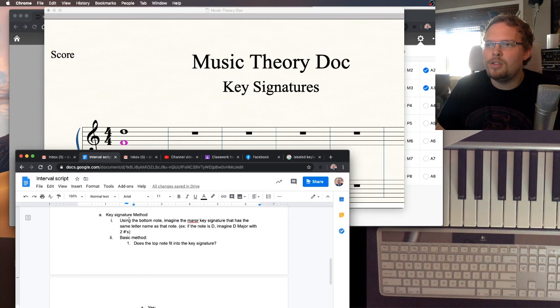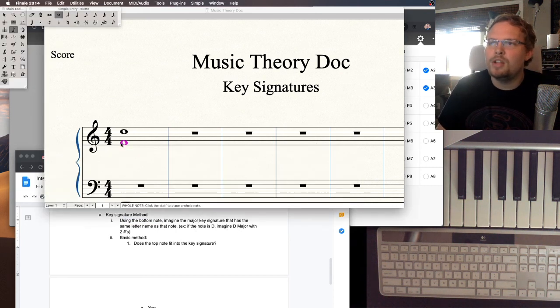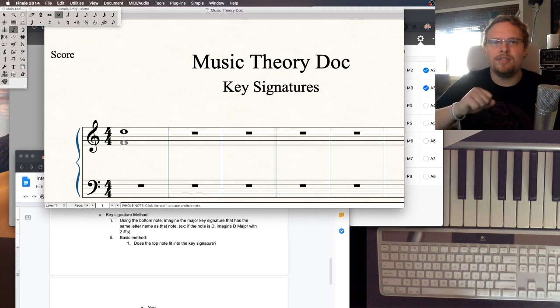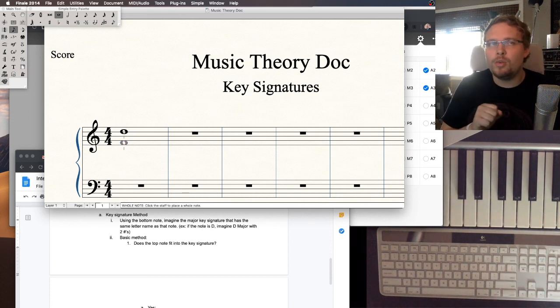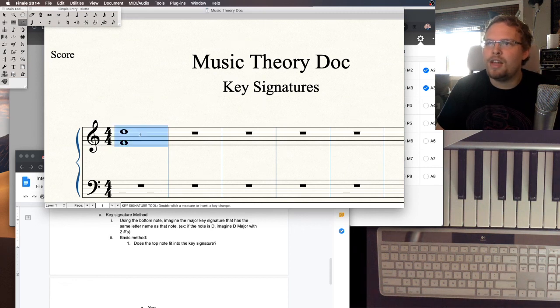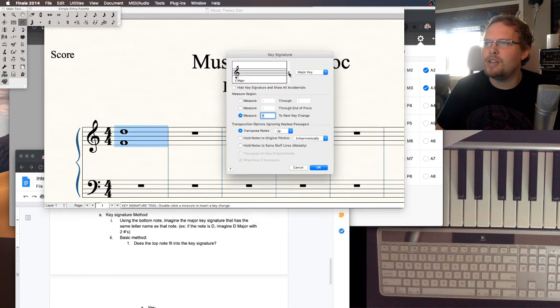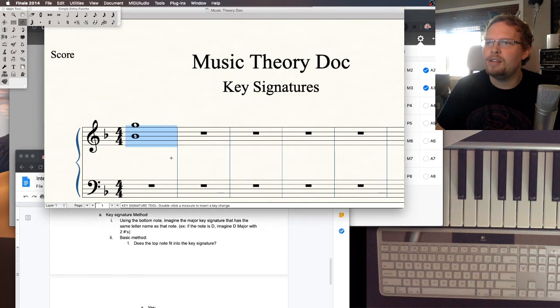Yeah, so using the bottom note, imagine the major key signature that has the same letter name as that note. For example, if the note is D, you're going to imagine D major, and D major has two sharps. So up here, I'm going to think about the key of F. The key of F has one flat in it, and you can think about that as F is Do. You're going to work your way up to Fa for that last flat. So I'm imagining the key of F, and I'm going to change that in here. So now I'm in the key of F.